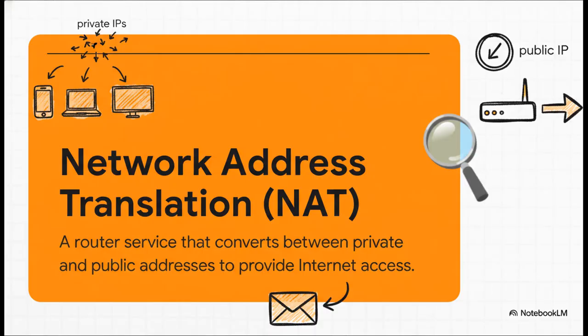But wait a minute. If these addresses are all private, how do they talk to the public internet? Ah, that's where the next magic trick comes in. It's a service on your router called NAT, or Network Address Translation. It's like a corporate mailroom that lets all of your devices with their private little addresses share the one single public IP address that your internet provider gave you.